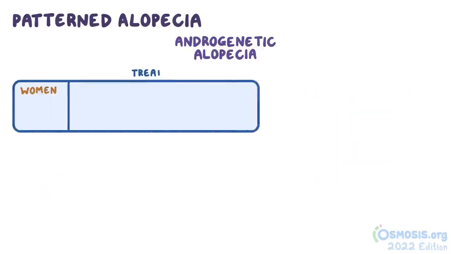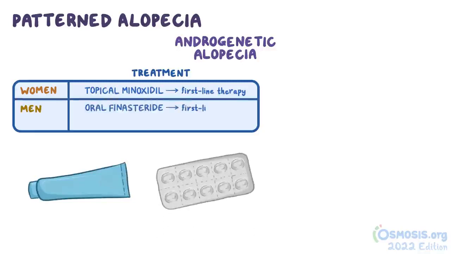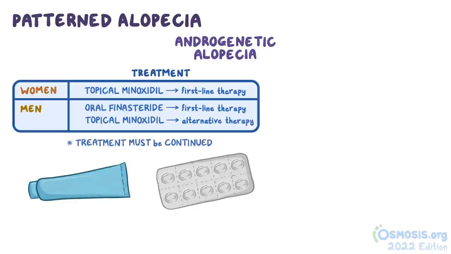For women who want treatment, topical minoxidil is suggested as first-line therapy. On the other hand, for men with androgenetic alopecia, oral finasteride is suggested as first-line therapy, while topical minoxidil is an alternative therapy for male individuals that prefer to avoid systemic therapy. Treatment must be continued, otherwise hair loss will occur within several months after the cessation of therapy.